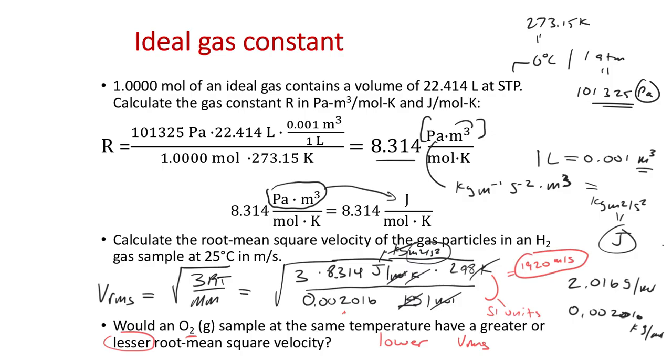You could prove O2 is slower if you just plug in 0.03200 kilograms per mole for O2. You'll see you get a lower root mean square velocity. Let's actually see how much lower. Why not? So 3 times 8.314 times 298 divided by 0.03200, square root of that, 482 meters per second.